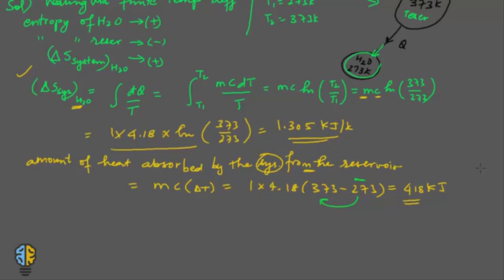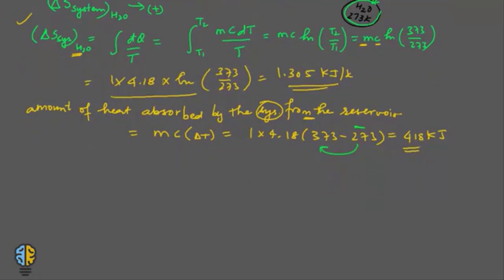Okay, so now let's find out the entropy change of the reservoir. Now heat is flowing out of the reservoir, so the entropy would decrease, so it will be a negative change. So entropy change for the reservoir is equal to minus Q upon T. Now how much heat is being taken out? This much heat. So it becomes minus 418 upon the temperature, which is 373, because we just talked about it being a reservoir of infinite capacity, so the temperature would not go down.